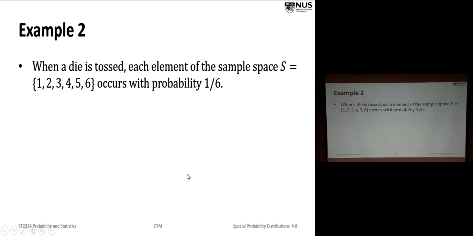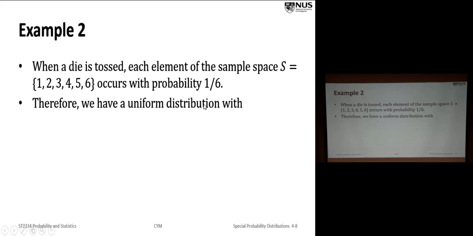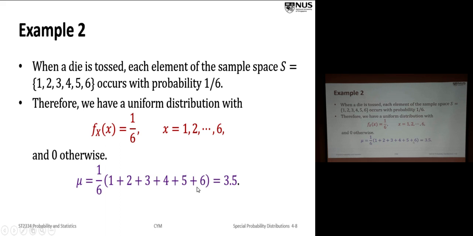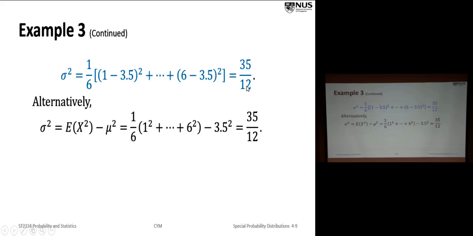All right, here's another example. I have a sample space 1 to 6 with probability 1/6 each, so they are uniformly distributed. This distribution can be used to model tossing a die with 6 equally likely outcomes. We can work out that the expectation is 3.5, so you expect an outcome equal to 3.5, and the variance is 35 over 12.